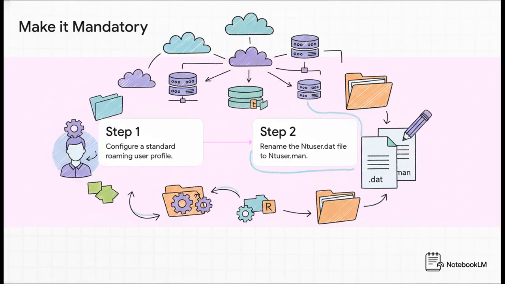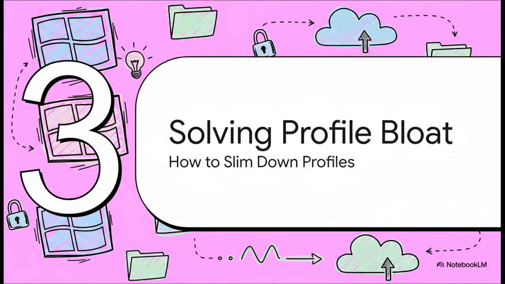So how do you make one of these strict librarian profiles? You might think it's some super complicated process, but nope, it's unbelievably simple. An admin just takes a regular roaming profile and renames that core registry file from ntuser.dat to ntuser.man. That's it. That one little change from dot to man, as in mandatory, is all it takes to lock it down completely.